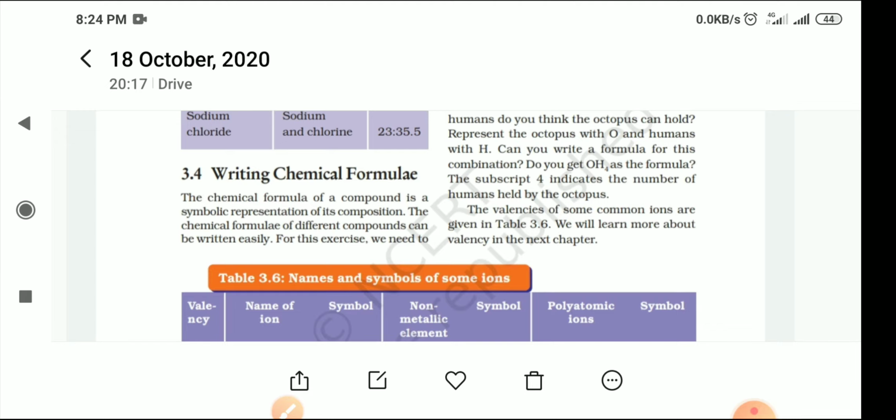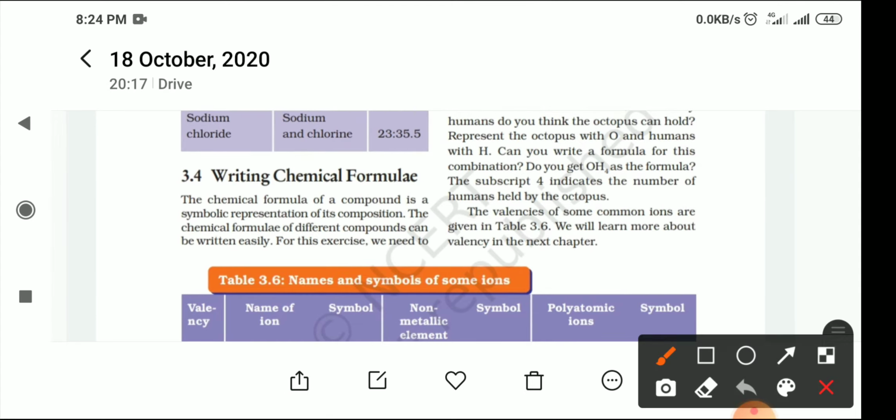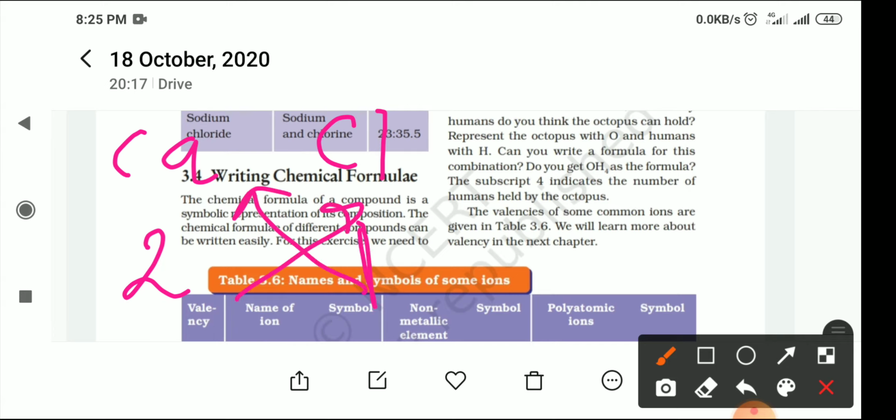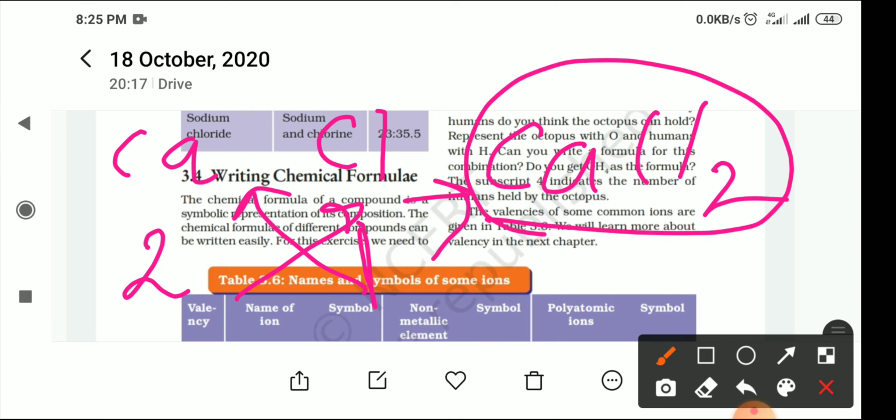Now if I have to write the formula of calcium chloride, how could I write it? Again, first of all we need to write the symbols of calcium and chlorine. The symbol of calcium is Ca, and the symbol of chlorine is Cl. Now what is the valency of calcium? The valency of calcium is 2, and the valency of chlorine is 1. Now we do the crisscross. So the chemical formula of calcium chloride is CaCl2.